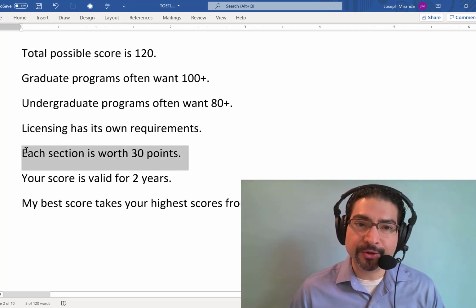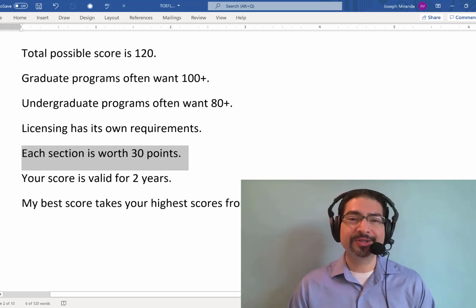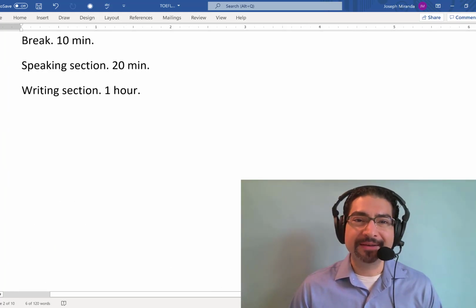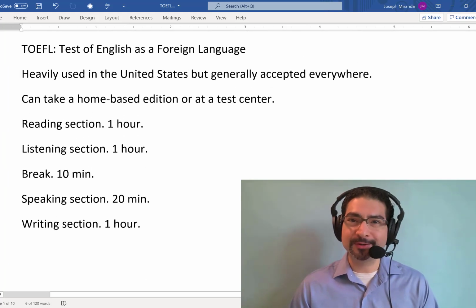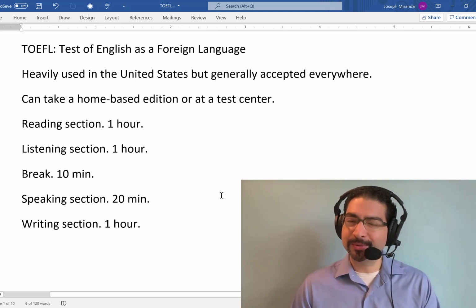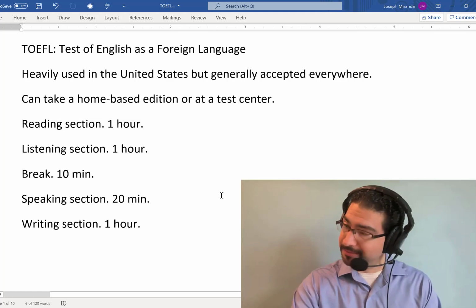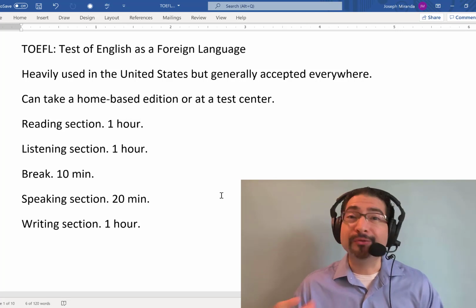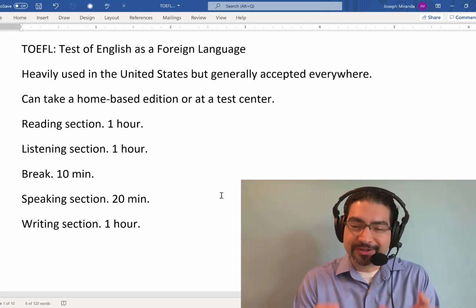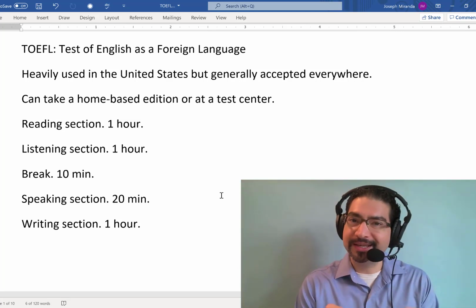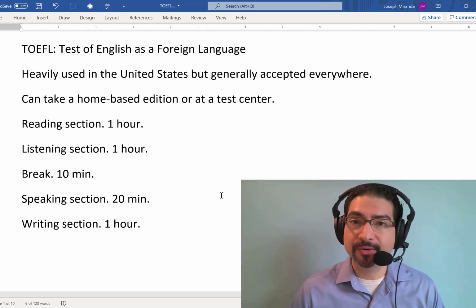Each section is worth 30 points. It's kind of interesting because if you look, every section is about an hour except the speaking. That's why it gives people a lot of difficulty sometimes. Doesn't mean it will for you because it's so fast. There's just this little few recordings that you have that determine your entire score.